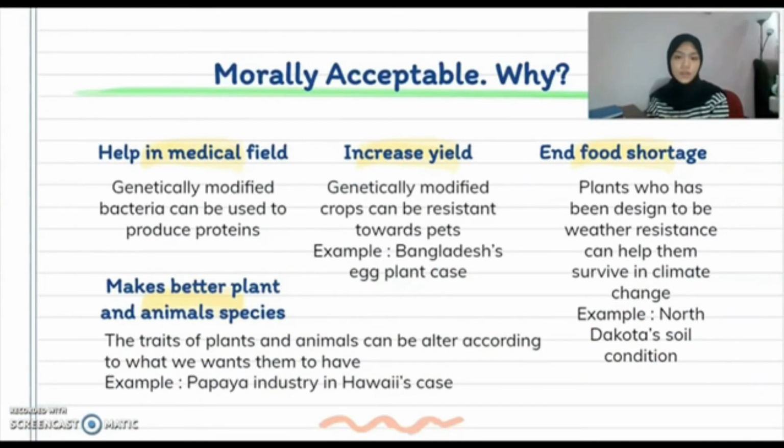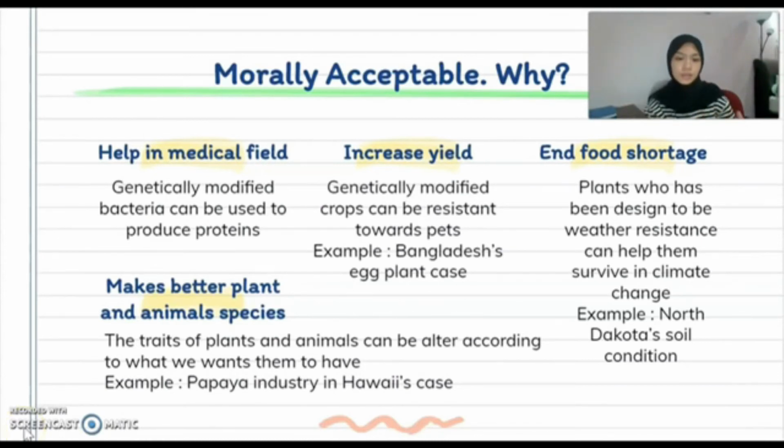So firstly, as for genetic engineering, there are people who think that it is morally acceptable because firstly, it can help in medical field. So genetically modified bacteria can be used to produce proteins such as insulin and human growth hormone, which then can be used towards orang yang ada penyakit diabetic and dwarfism. It also can increase yield, which genetically modified crops can be resistant towards pests, as for example, Bangladesh eggplant case.